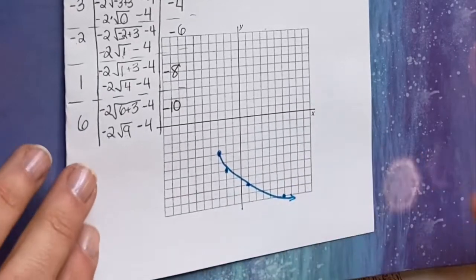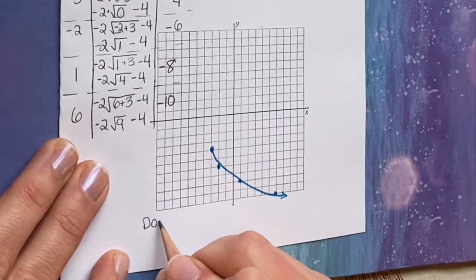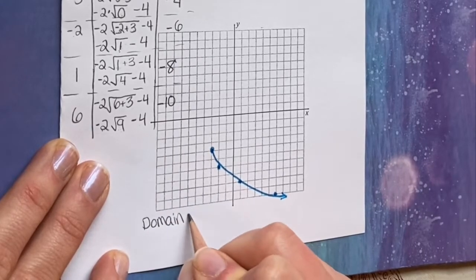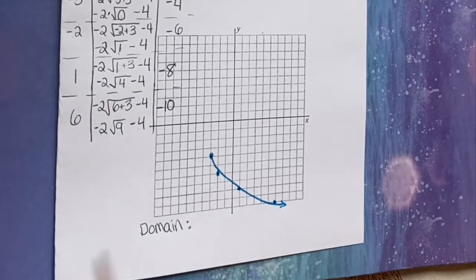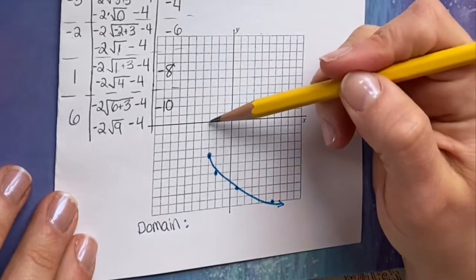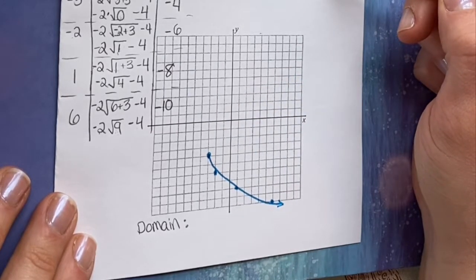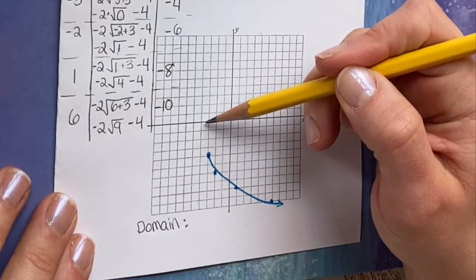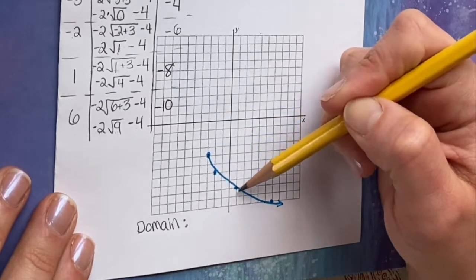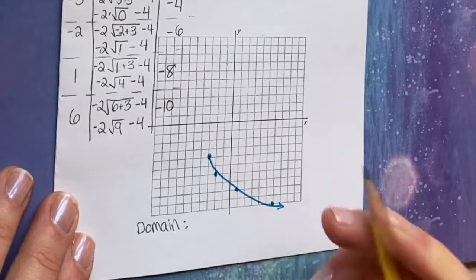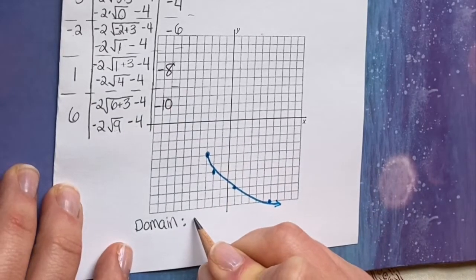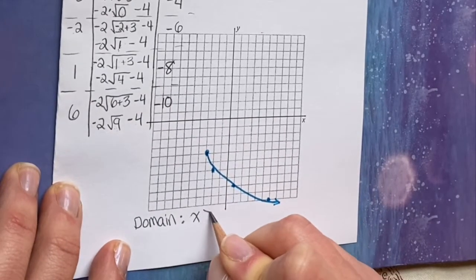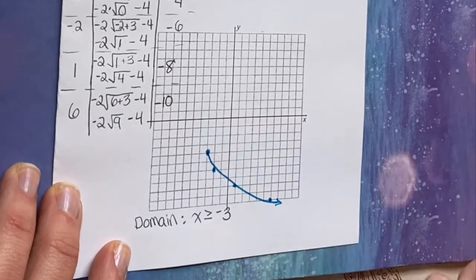So again, domain represents our X values. So X values, you want to think about how far to the left are you going, how far to the right are you going. The lowest X value that we can have is that endpoint, -3. We're never going to go past -3. So -3 is the lowest we can go, and then we just keep getting higher and higher as we move to the right. So as you're moving to the right, these X values are increasing. So here, our domain can be written as X is greater than or equal to -3.